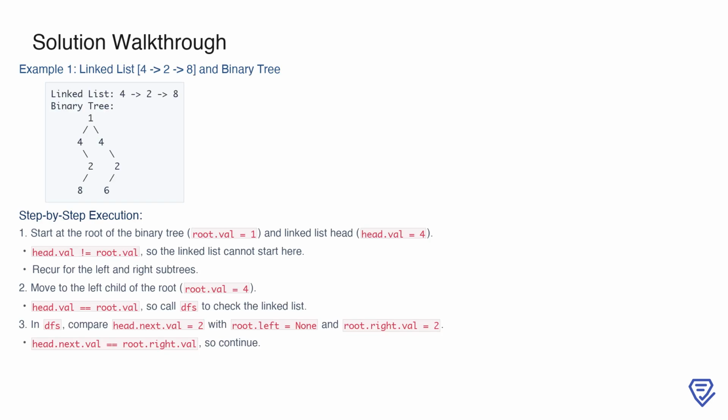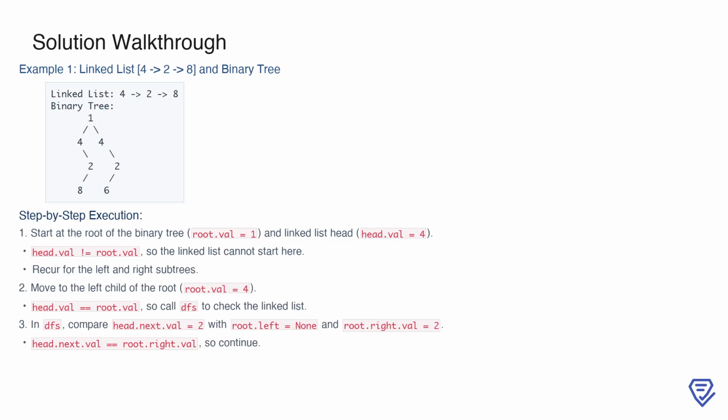Here we are tasked with determining if the linked list, 4-2-8, exists as a subpath within the given binary tree. To solve this, we start by comparing the head of the linked list, which is 4, with the root of the binary tree, which is 1. Since the values do not match, the linked list cannot begin at the root. Therefore, we recursively check the left and right subtrees.